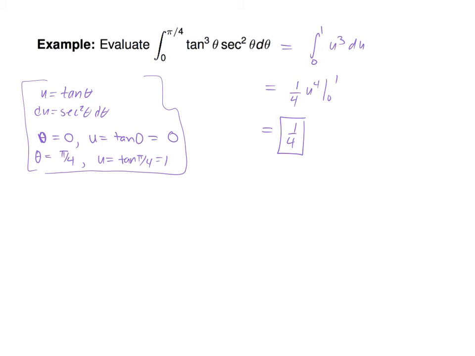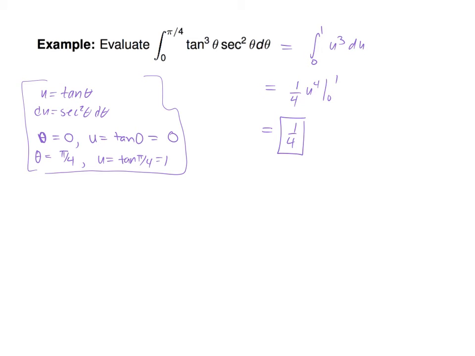Sorry, everyone else stop talking. Say that again. Do you have to substitute tangent back in? No, because it's a definite integral, you changed your bounds. You do not have to. And if you do go back to thetas, you've got to change the bounds back to thetas. Does that make sense?